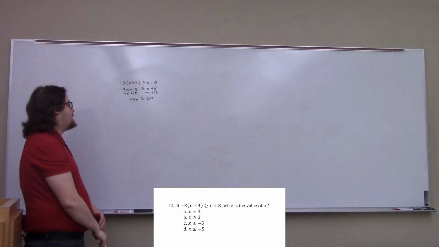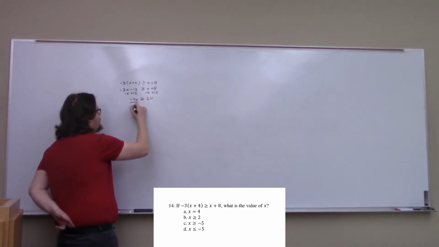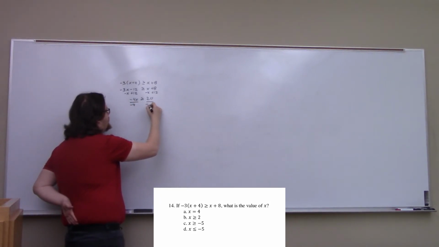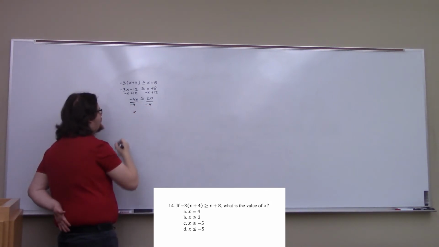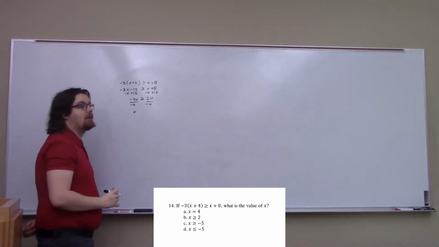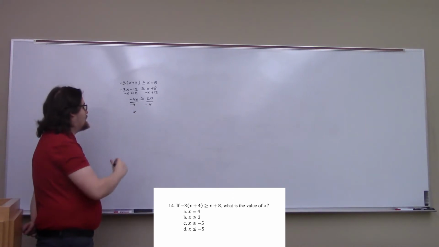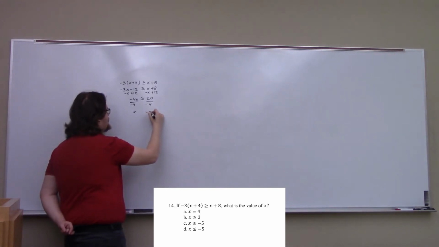Now we want to get x by itself again by dividing by -4. So we divide both sides by -4. We get x on the left side, and on the right side we get 20 divided by 4 is 5, and there's a negative sign, so -5.